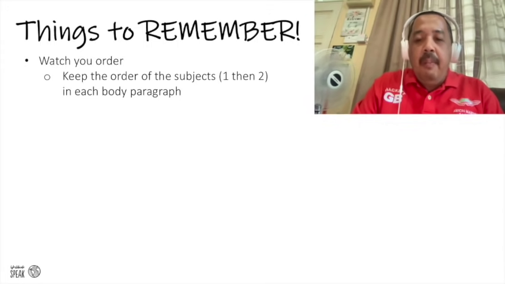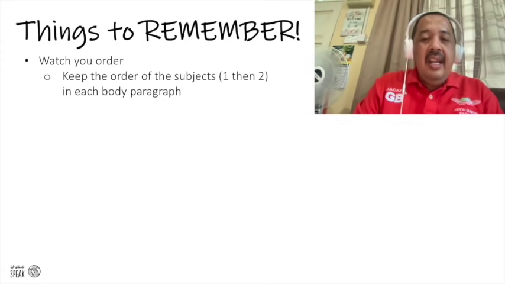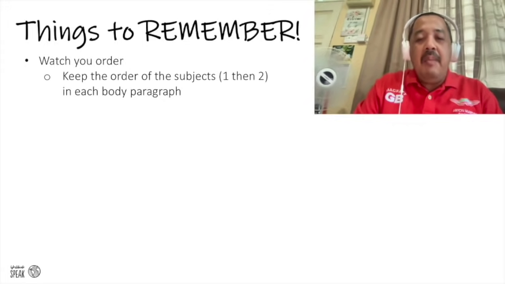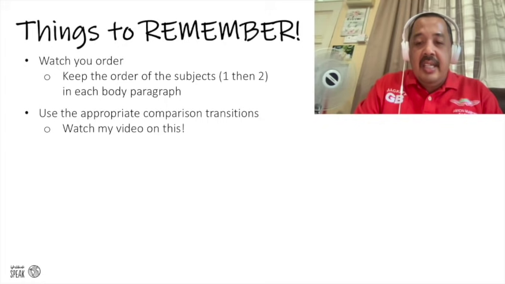Also, within your paragraph, you got to keep the order of the two subjects. If you talk about one thing first in the first body paragraph, then you have to talk about it first in the second, third, and fourth, however many body paragraphs that you have. For us, it was oranges and apples, and we always talk about the oranges first, and then we talk about the apple.